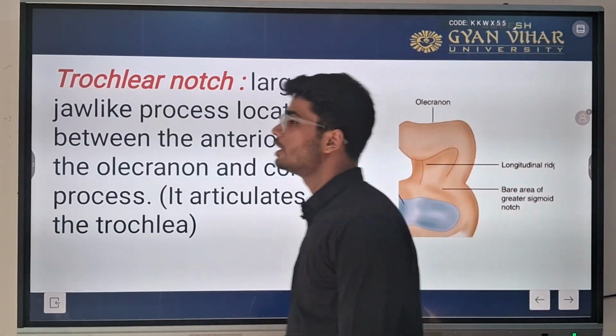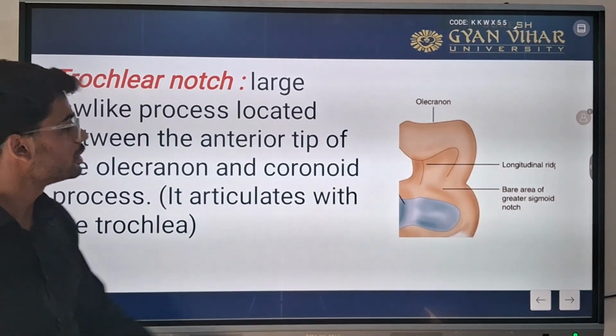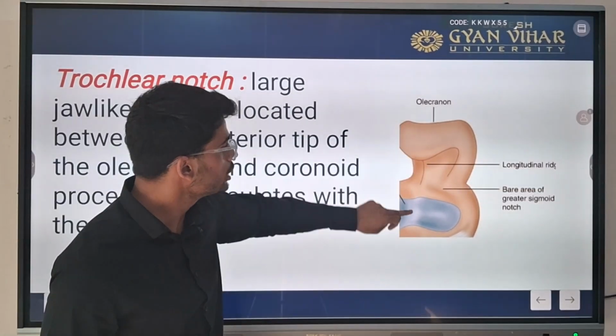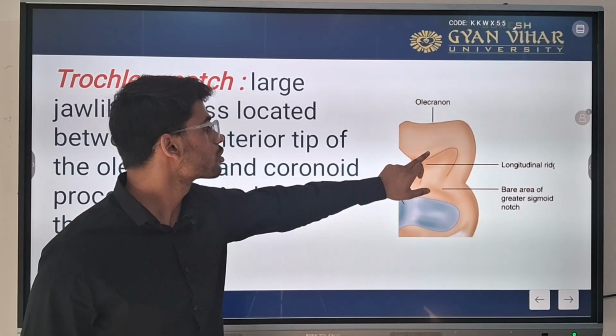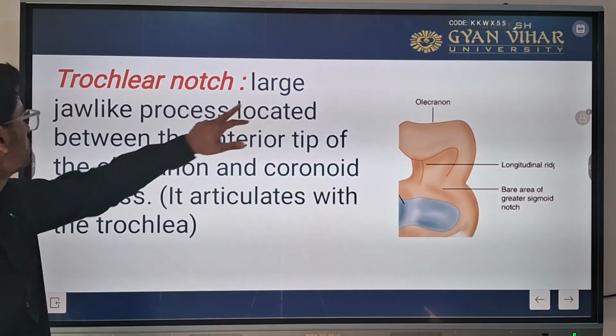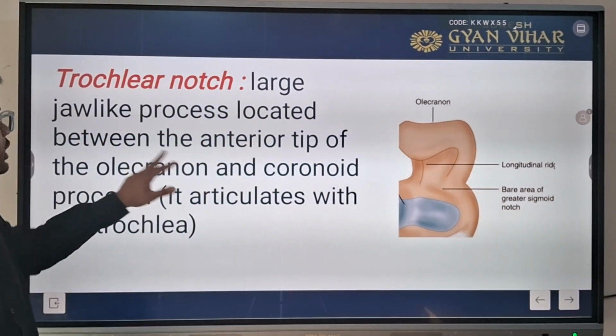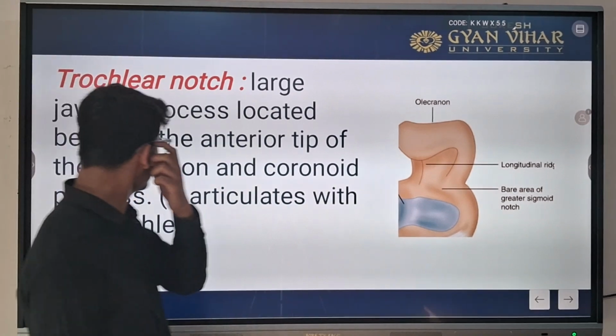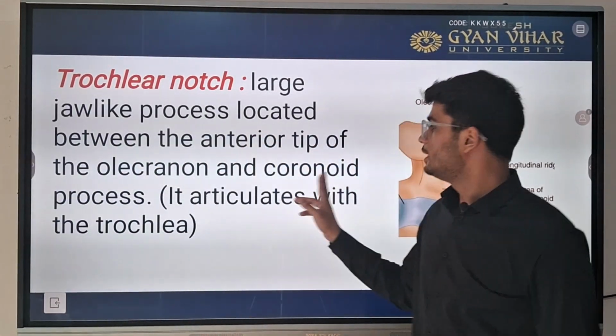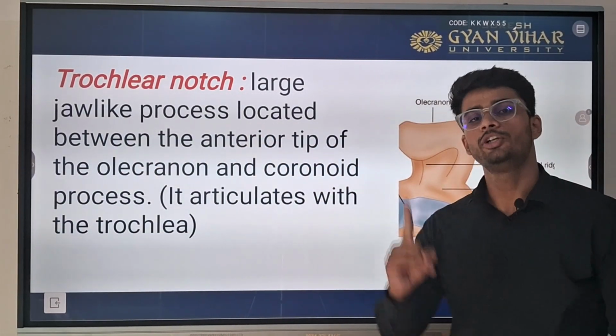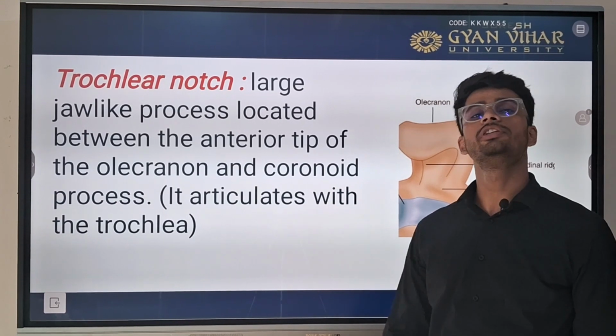Next is the trochlear notch. What is a trochlear notch? The space between the olecranon and coronoid process is called the trochlear notch. This is a large jaw-like process located between the anterior tip of the olecranon and the coronoid process. One thing that you should know is that it articulates with the trochlea.